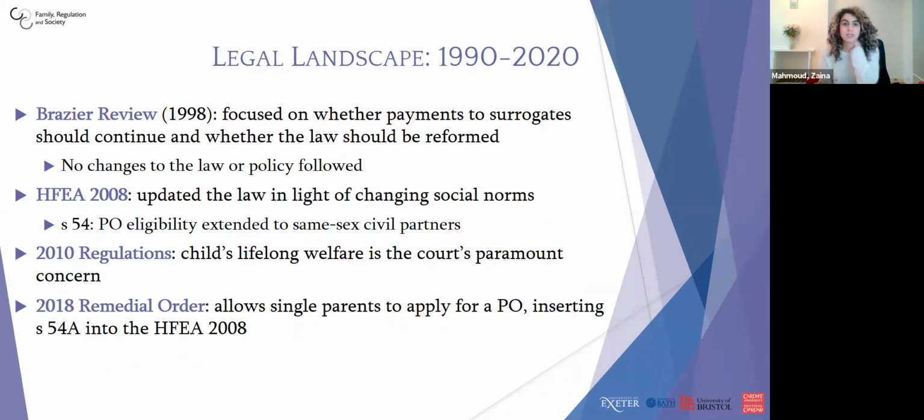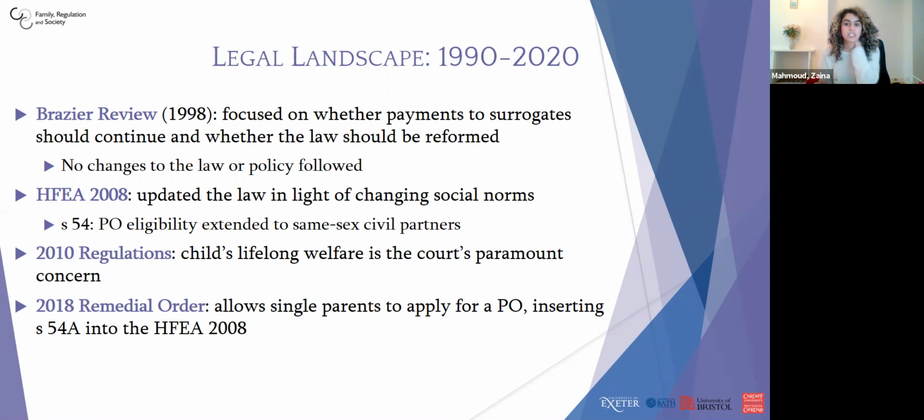This demonstrates the law's reliance on a two-parent model and was justified given surrogacy's additional burdens and responsibilities. The 2010 regulations accompanied this 2008 Act and applied the Adoption and Children Act 2002, Section 1 to these applications, requiring the child's lifelong welfare to be the court's paramount consideration, overriding all others.